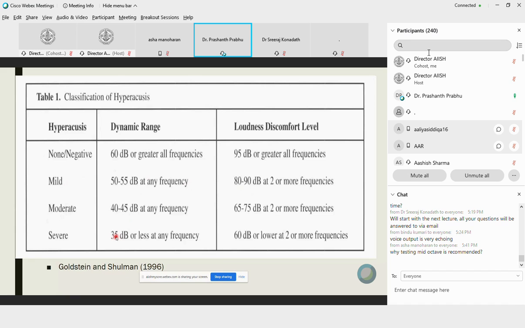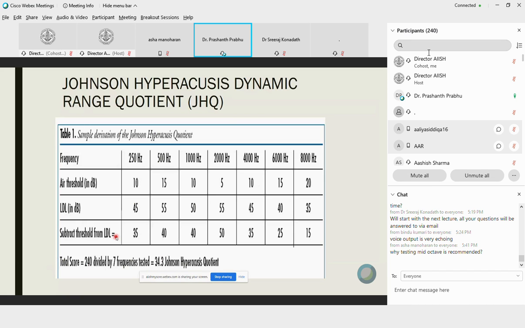And the second way of how we can classify hyperacusis is given by Marsha Johnson. It's called the Johnson hyperacusis dynamic range quotient. So how do we calculate that? It's similar to what was proposed by Goldstein and Schulman. You have the air conduction threshold. You have the loudness discomfort level at 250, 500, 1, 2, 4, 6 and 8. That's at the 7 frequencies. You calculate the dynamic range basically. You subtract LDL and the AC threshold and you get the dynamic range.